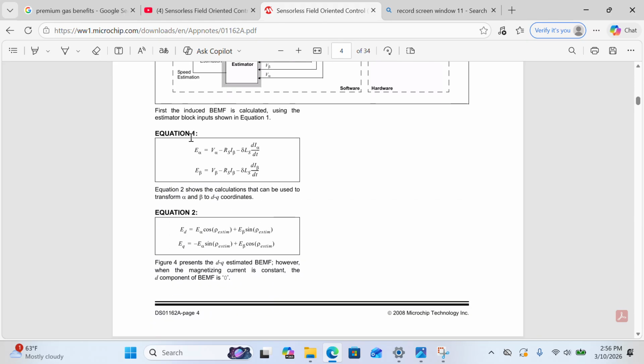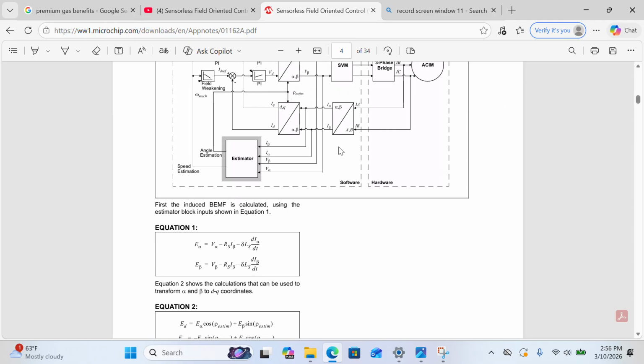Here's equation number 1. To get the induced back EMF of the alpha axis, we take V alpha, which is the input of the estimator, minus the internal resistance times, I think this is a typo, I think this should be I alpha, but I'm not sure. Anyway, either I beta or I alpha, and then minus the inductance of the AC induction motor times the derivative of I alpha.